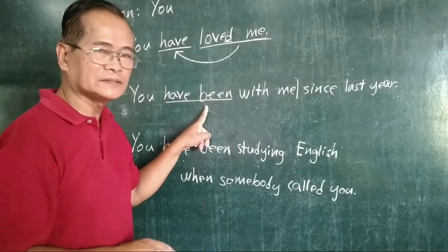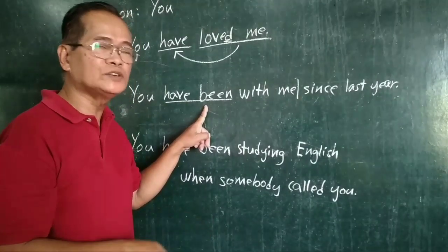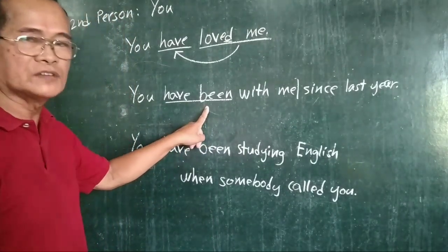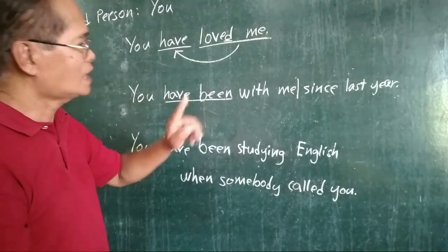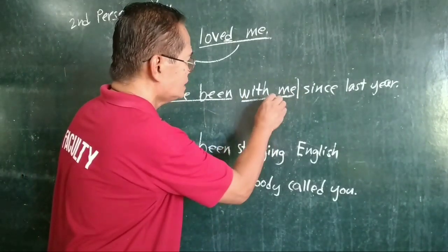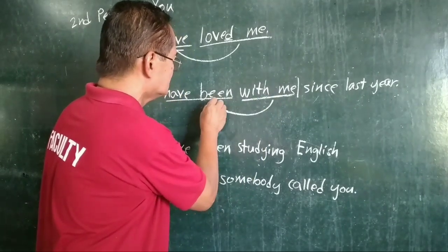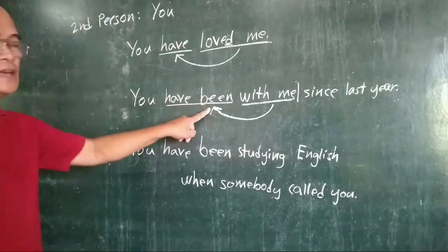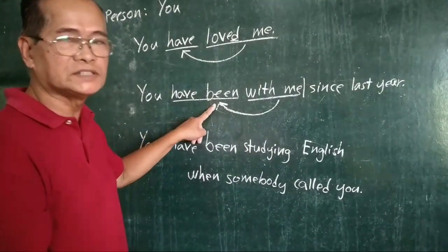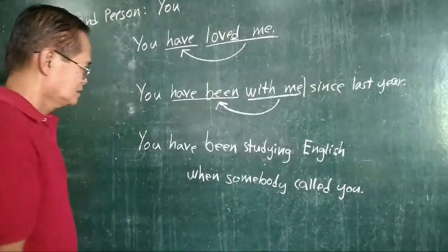This part, again, is functioning as a transitive verb because there is an object. You have been what? The answer is with me. So "with me" is the object of the verb phrase "have been." So "have been" is functioning as a transitive verb. Okay, next.